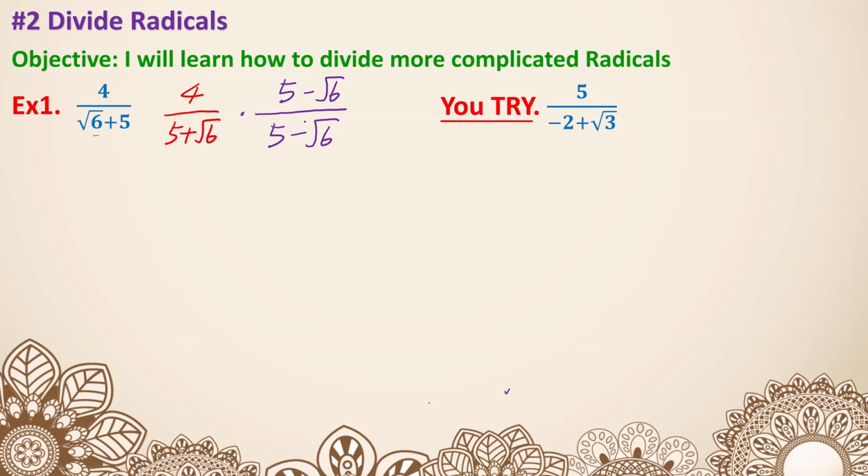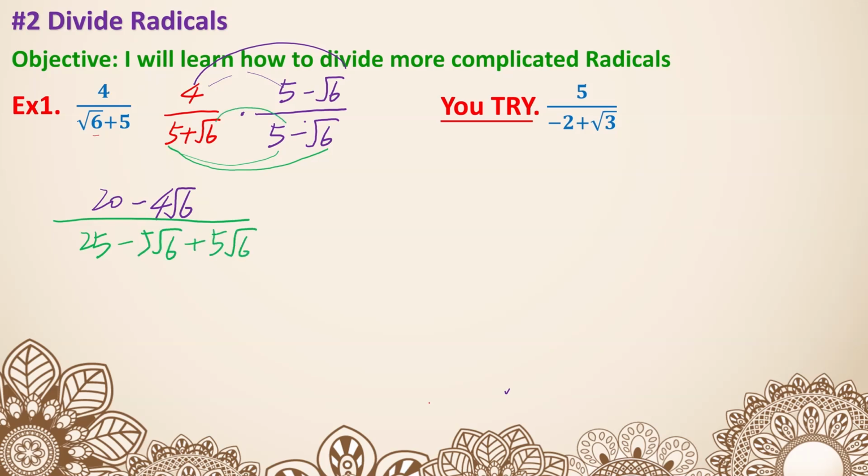Okay, let's multiply the top. 4 times 5 is 20. 4 times square root of 6 is a minus 4 square root of 6. And the whole thing on the bottom, we have 5 times 5, which is 25. 5 times negative square root of 6 is a minus 5 square root of 6. The square root of 6 times 5 on the top is positive 5 square root of 6.